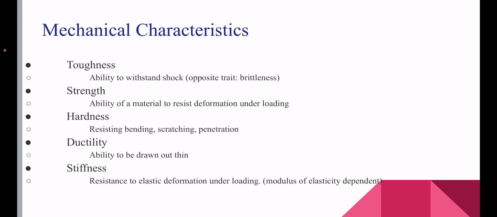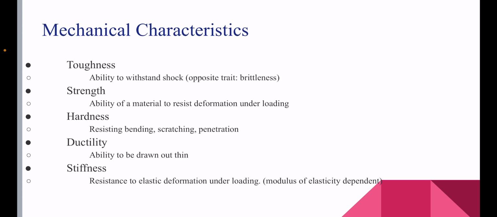So a couple of mechanical characteristics, we'll keep going. Toughness: some of these get a little confusing because in normal everyday life we use toughness and strength as kind of an interchangeable phrase. But toughness is actually the ability to withstand shock. It's the opposite of brittleness. So not necessarily ductile, but glass would be brittle. It's not able to withstand the shock. Once it reaches a certain point, it's going to shatter. A tougher object will not do that.